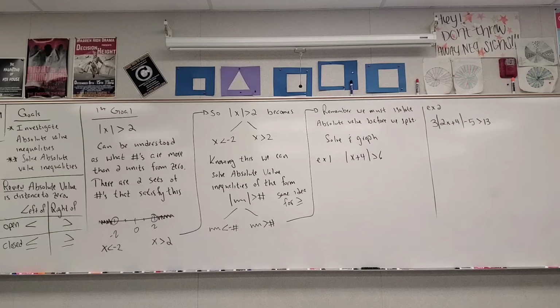And let's just review a couple of things here really quick. Remember, absolute value is the distance to zero. And then I have a little table that shows us our inequality symbols. This symbol and this symbol mean left of. This symbol and this symbol mean right of. And if I have either of these two symbols, my circle is open, it's not part of the solution. And if I have either of these symbols, my circle is closed and it is part of the solution.